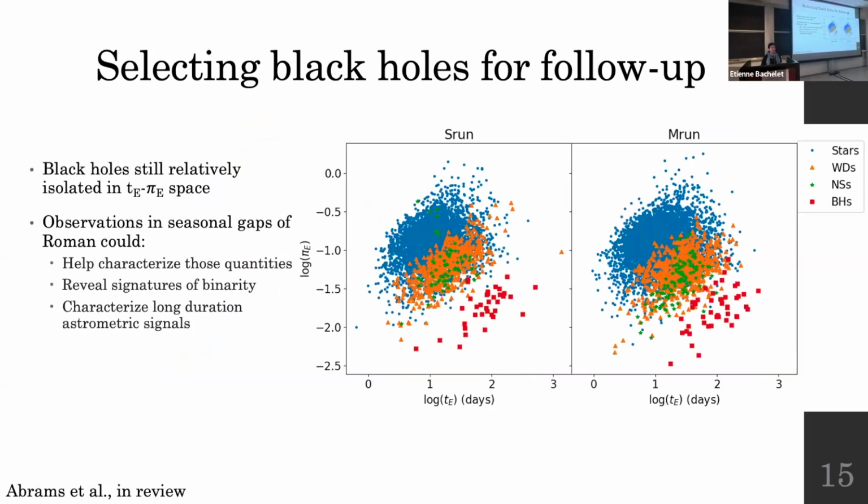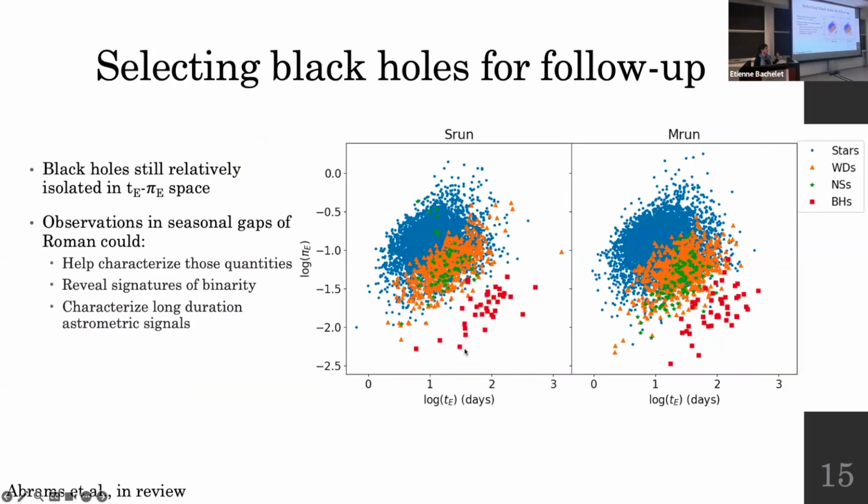So as Casey's been talking about, we are interested in selecting black holes for follow-up, currently for astrometric follow-up. We do that by looking in this πE-tE space, where πE is the microlensing parallax and is inversely proportional to the square root of the mass of the lens, and tE is proportional to the square root of the mass of the lens. So the black holes end up in this lower part of the parameter space, these red squares.